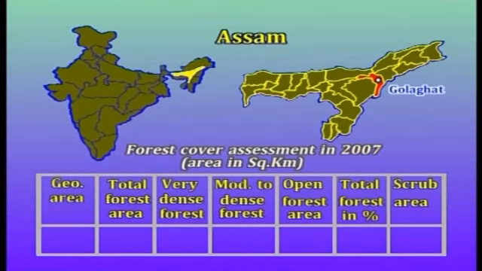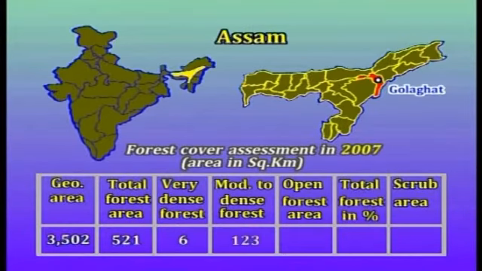District Golaghat. The geographical area of Golaghat district of Assam is 3,502 square kilometers in 2007. The total forest cover is 521 square kilometers, out of which the very dense forest cover is 6 square kilometers. The moderate to dense forest cover is 123 square kilometers. The open forest cover is found to be 392 square kilometers. Altogether, these forests cover about 14.88% of the geographical area of the state.